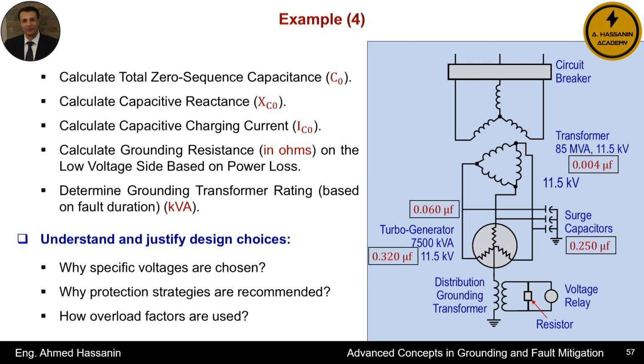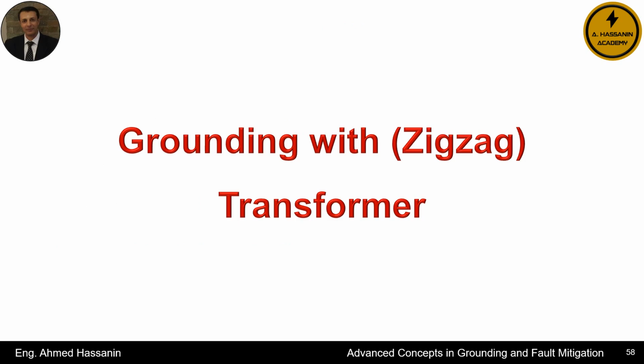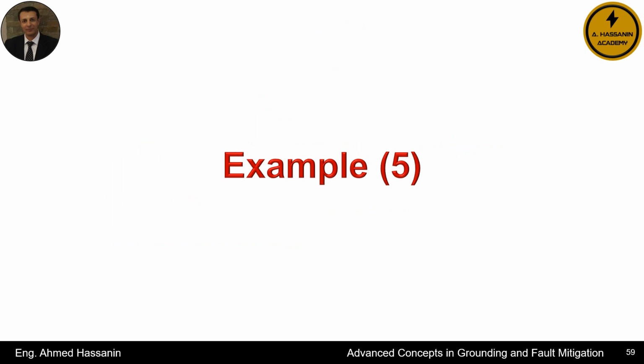And finally, we'll take a step back to understand and justify some of the design decisions made here. Why were specific voltages chosen for the system? Why are certain protection strategies recommended? And how are overload factors accounted for in the design? Next, I'll present the steps for selecting and determining ratings for the fourth method, grounding with a zigzag transformer. Then I'll discuss example 5.